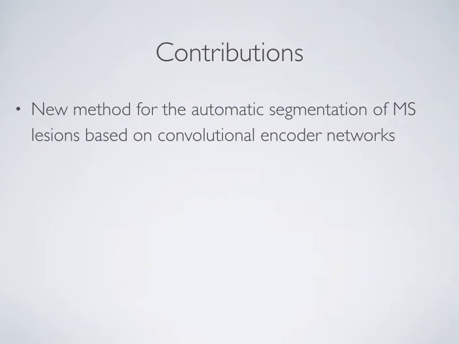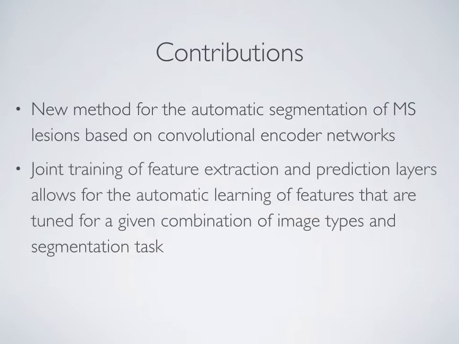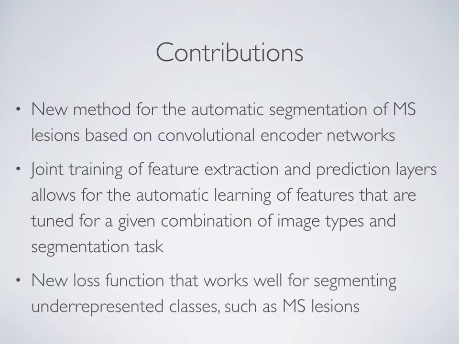We have presented a new method for the automatic segmentation of MS lesions based on convolutional encoder networks. Our approach combines feature extraction and classification in a single model, which allows for the automatic learning of features that are tuned for a given combination of image types and segmentation tasks. We have also developed a new loss function that works well for segmenting underrepresented classes, such as MS lesions. Our method does not make any assumptions specific to MS lesion segmentation, which makes it applicable to a large number of segmentation tasks.